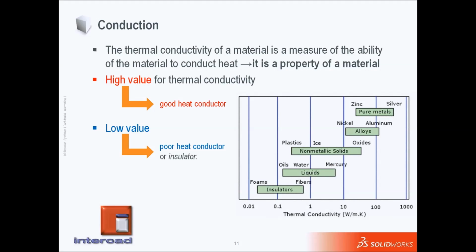The thermal conductivity of a material is a measure of the ability of the material to conduct heat. Therefore, it is a property of a material. If we have very high values, then we have a very good heat conductor. If we have low values, we have a poor heat conductor or insulator. Here is some data for comparing different materials. The best insulators look like foams, and the best conductors are some metals such as zinc and silver.